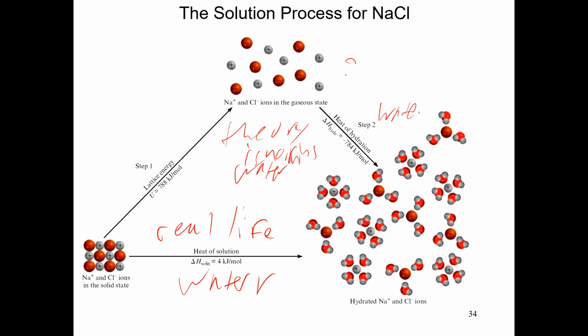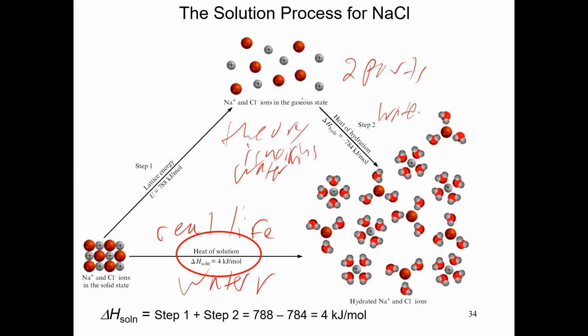So this is broken into two parts to kind of describe it. Step one plus step two, and essentially the heat of solution for sodium chloride is 4 kilojoules per mole. That's how that can be calculated in real life. Okay, so that essentially finishes energy on this portion.